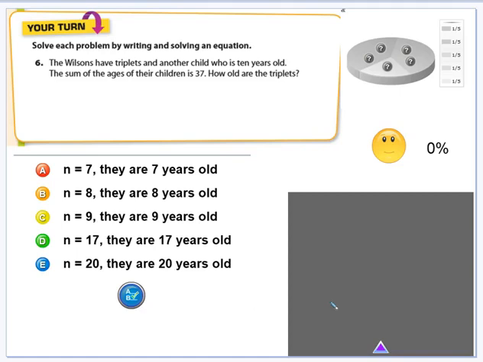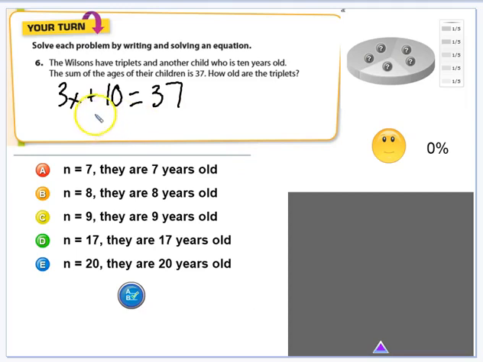So, the Wilsons have triplets and another child who is 10 years old. The sum of the ages of their children is 37. How old are the triplets? Class, I've got triplets. They are all the same age. So that is 3x. And then they also have another child who is 10 years old. So plus 10 equals 37. Okay?